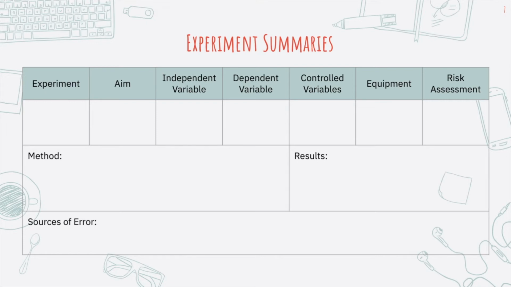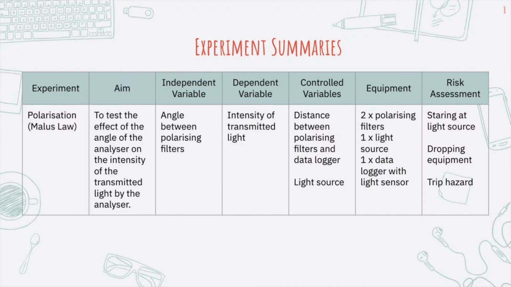So you should have your experiment, the aim of the experiment, identify all of your variables, the equipment required, risk assessments, a method, results, and instead of a discussion, focus instead on the sources of error. Okay, so let's have a look at an example of one. The nature of light, we're asked to investigate Malus's law.